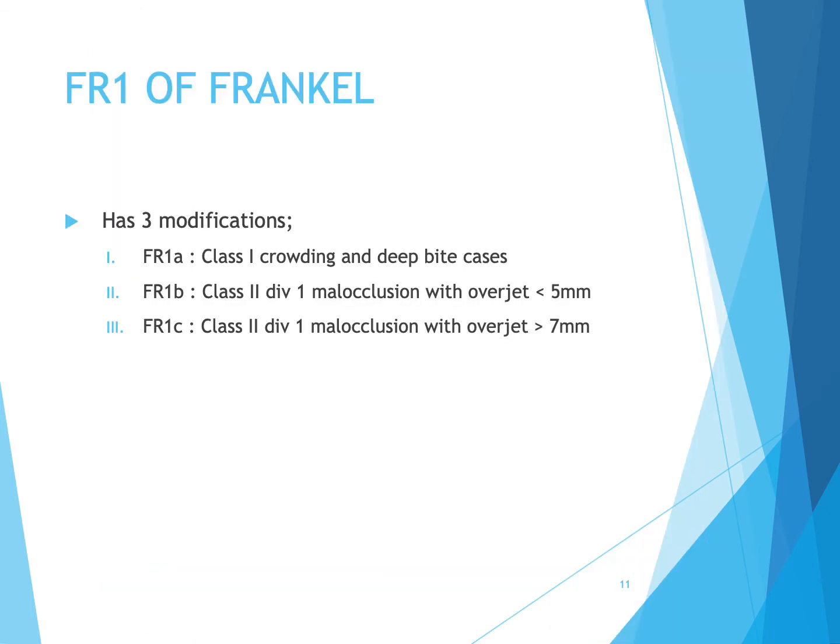Okay, we have already finished FR2. Now we will move into FR1. As I explained before, there are three modifications of FR1, which is FR1A, B, and C. FR1A is used for class 1 crowding and deep bite cases. FR1B is used for class 2 division 1 malocclusion with overjet less than 5 mm, and FR1C is used in class 2 division 1 malocclusion with overjet more than 7 mm.